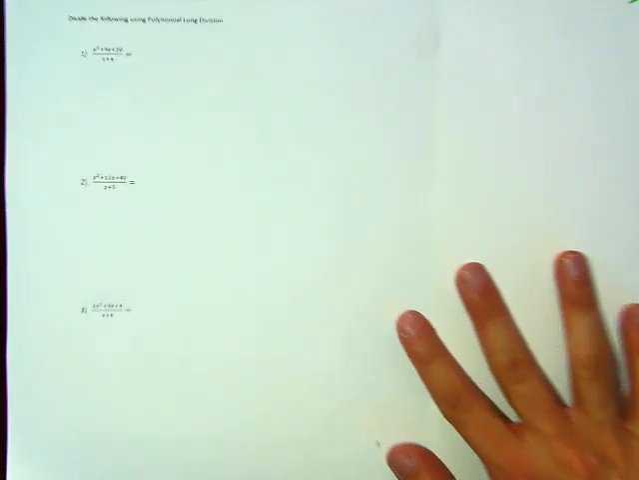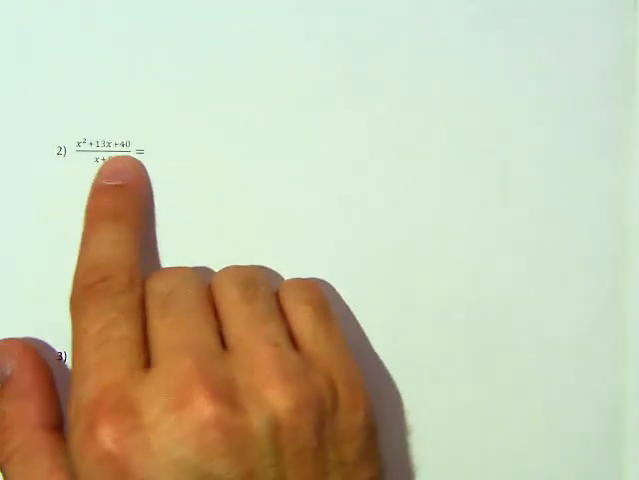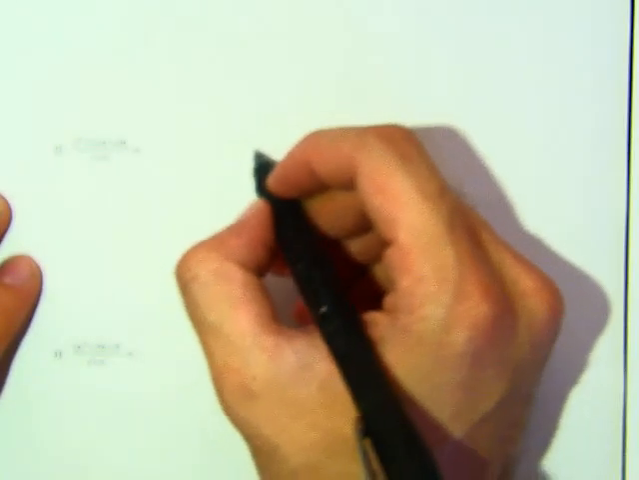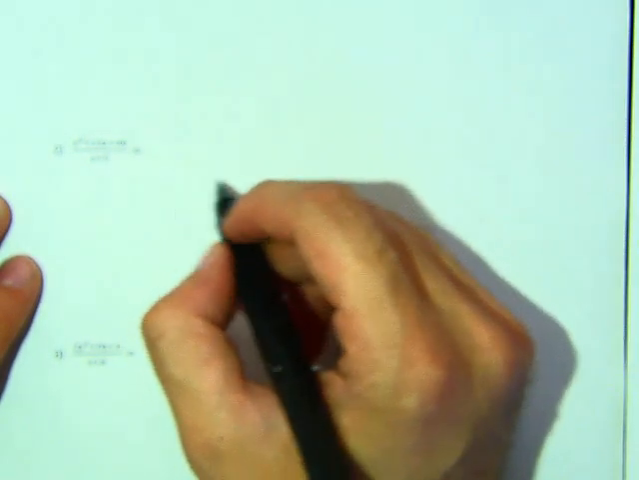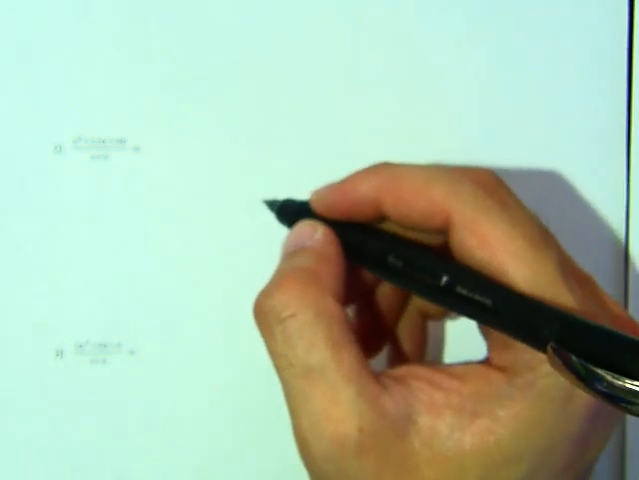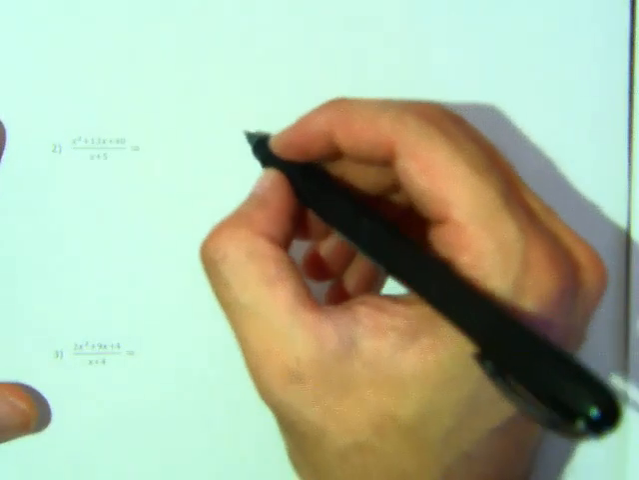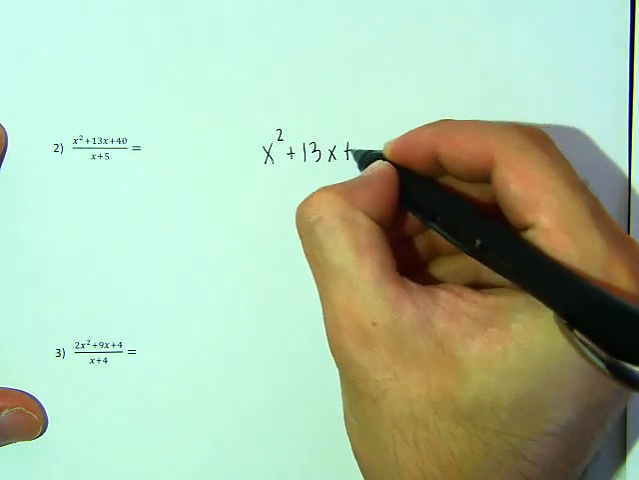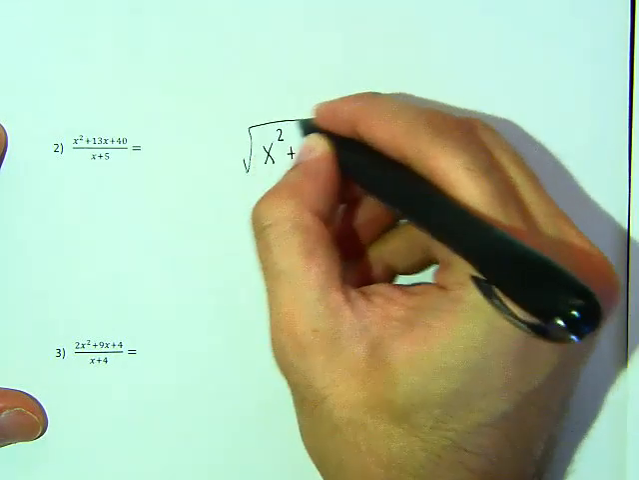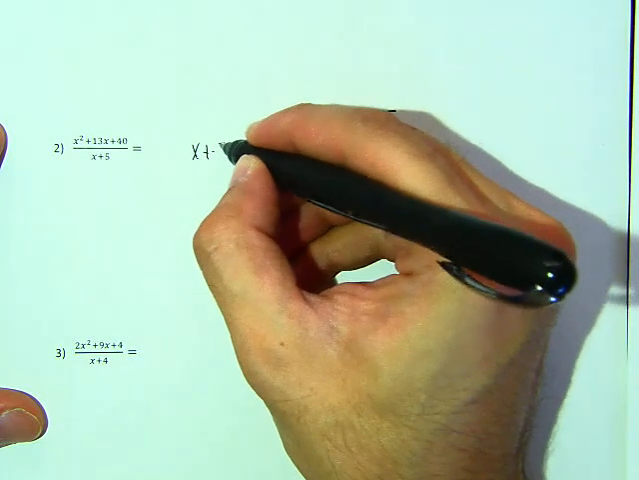All right, so let's look at this problem over here. And let's look at the first part. I have x squared plus 13x plus 40 over x plus 5. And I'm not going to write out the steps like I did in the last video. What I want you to do is try and write out the steps as I say it, okay? So let's take a look over here. If I have x squared plus 13x plus 40, and that's going to be divided by x plus 5, okay?